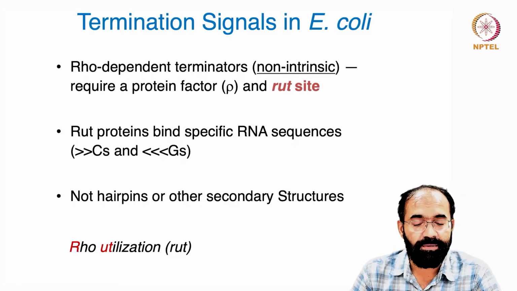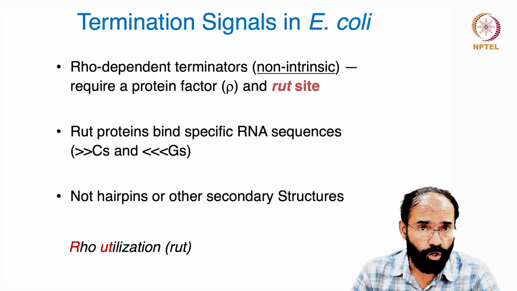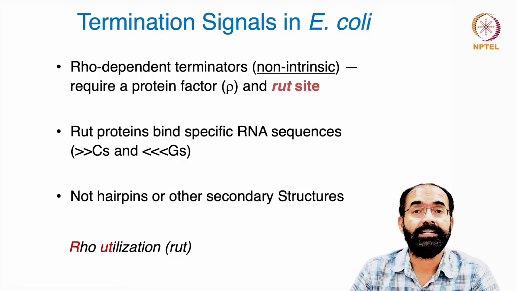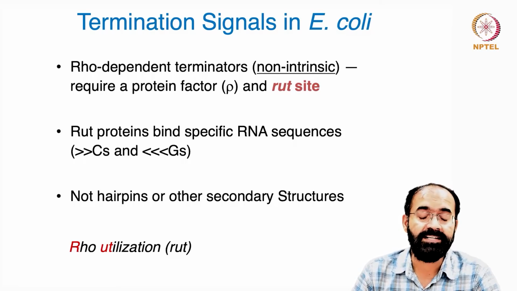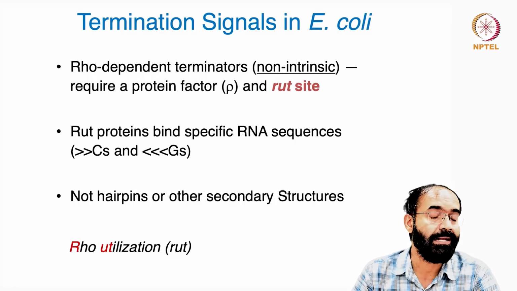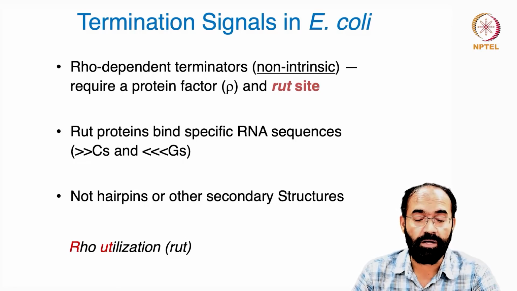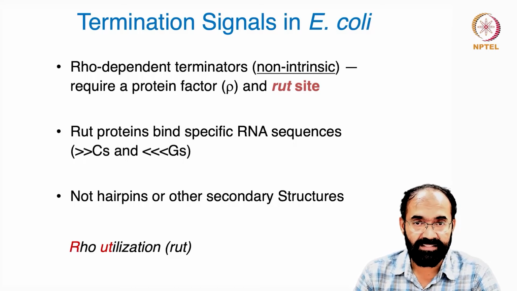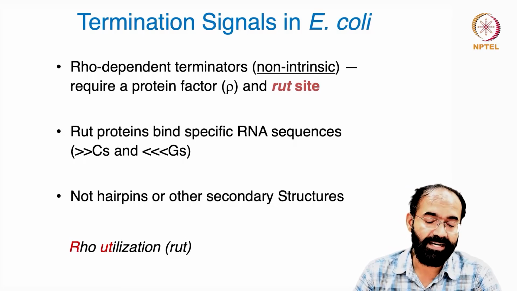So rho dependent termination is non-intrinsic, and it requires a rho utilization site or RUT site. And non-intrinsic means it depends on an external factor. Intrinsic means it is self-sufficient, like rho independent is a self-sufficient or an intrinsic system. And this RUT region contains a specific sequence that allows the binding of this rho protein, and it is not meant for hairpins or other secondary structure. It is sequence dependent.